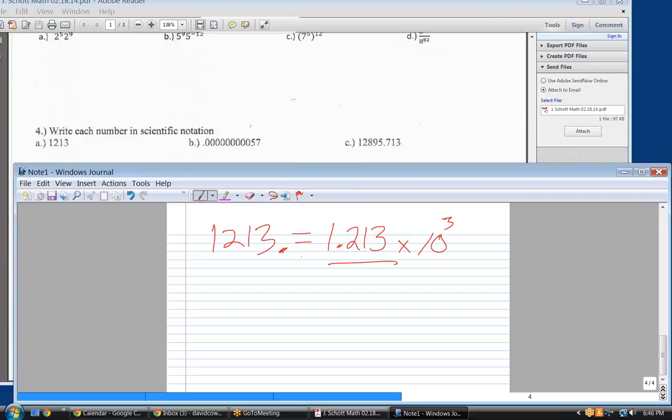These two are equal. In other words, this is 1.213. Well, what's 10 to the third? It's 1,000. So if I multiply 1.213 times 1,000, I get that number. Okay? That's the same process we're going to do on all of these. We got 1, 2, 9 zeros.